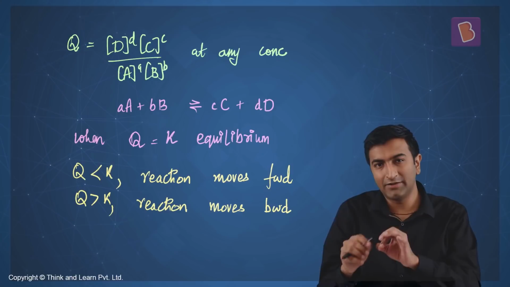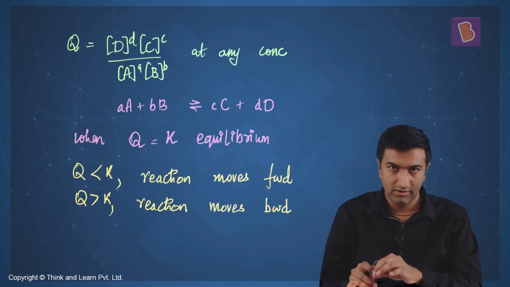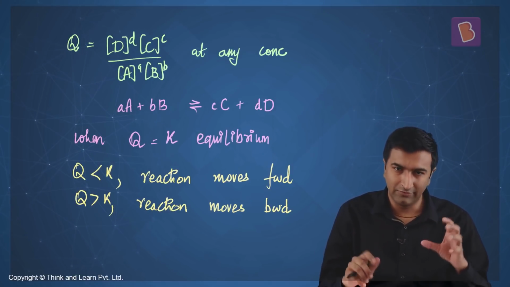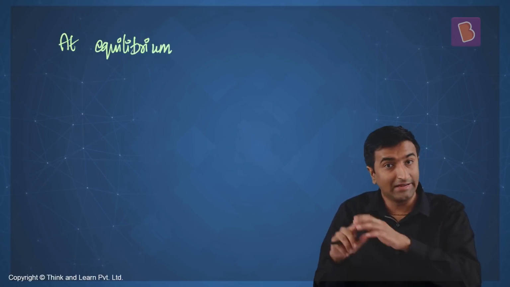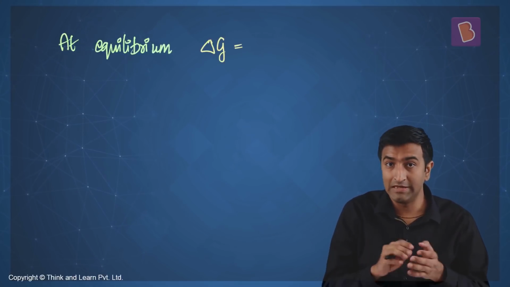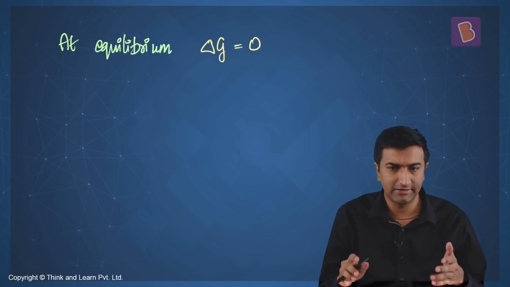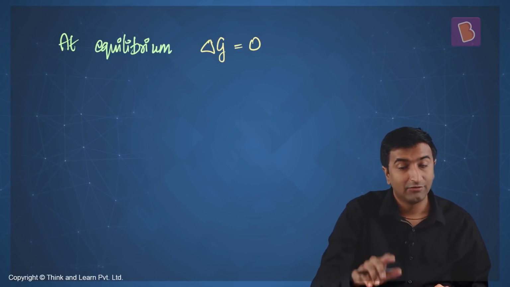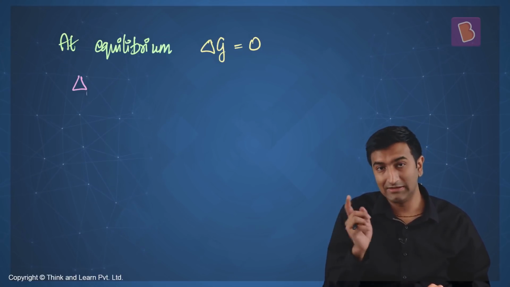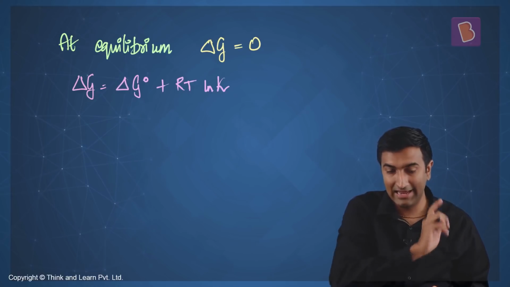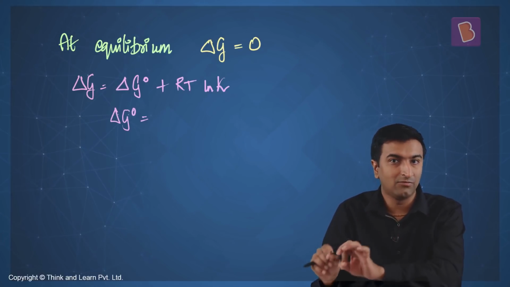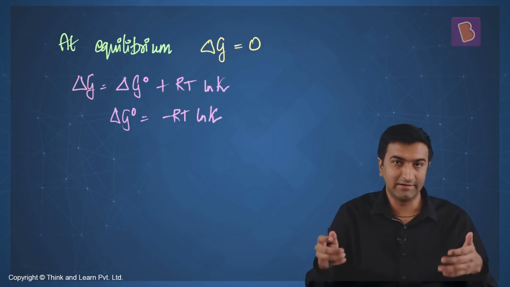Okay, some ideas from thermodynamics that are important. We've done this in thermo also briefly. Let me do that again right now. At equilibrium, delta G must be equal to 0. What is delta G? Remember, Gibbs free energy, that idea. So the expression for delta G is delta G equals delta G naught plus RT ln K. Delta G naught will be equal to minus RT ln K at equilibrium because delta G is 0.